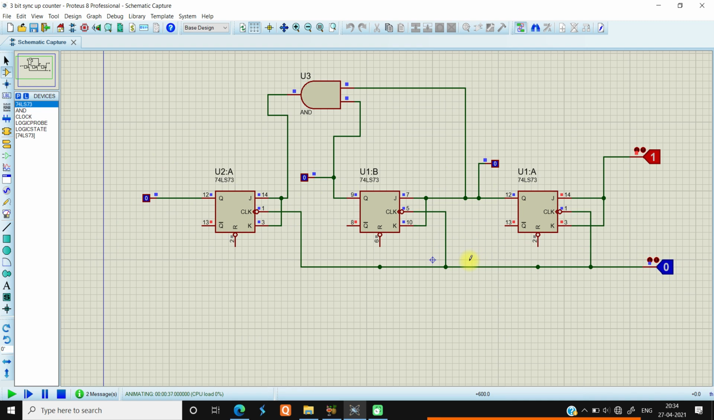So by using this type of software, we can demonstrate the 3-bit synchronous up counter. We can also design a down counter using the same way that we have followed over here.